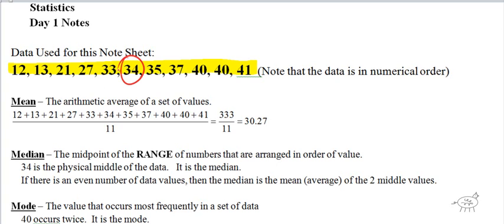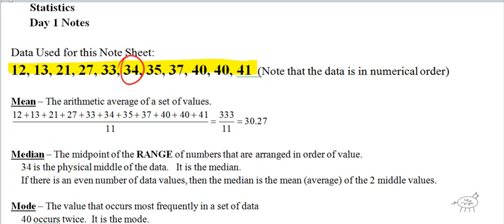If there's an even number of data values, then the median is the mean average of the two middle values. So let's say, for example, 34 and 35 were the two middle numbers, because we had an even number of numbers. You would say 34 plus 35 divided by 2. You'd take the mean of those two numbers. So your median would actually be 34.5. So there's actually not a piece of data out there with that value, but that is what the median is. That's only if you have an even number of pieces of data, where you have two physical middles.